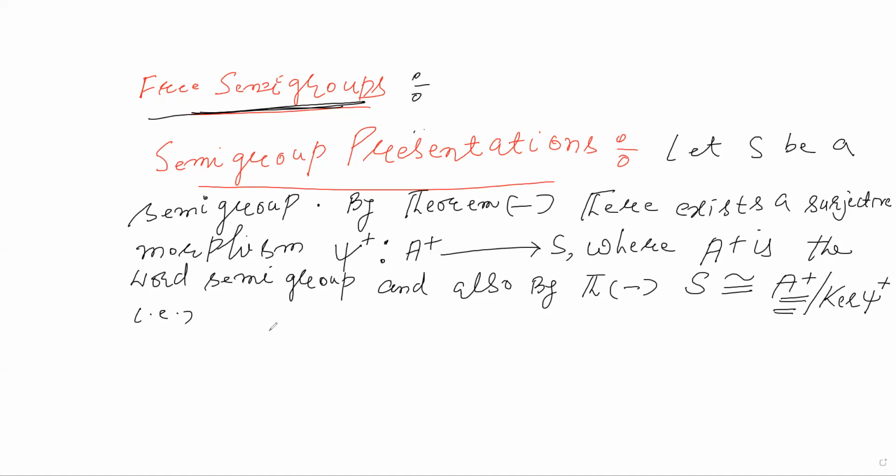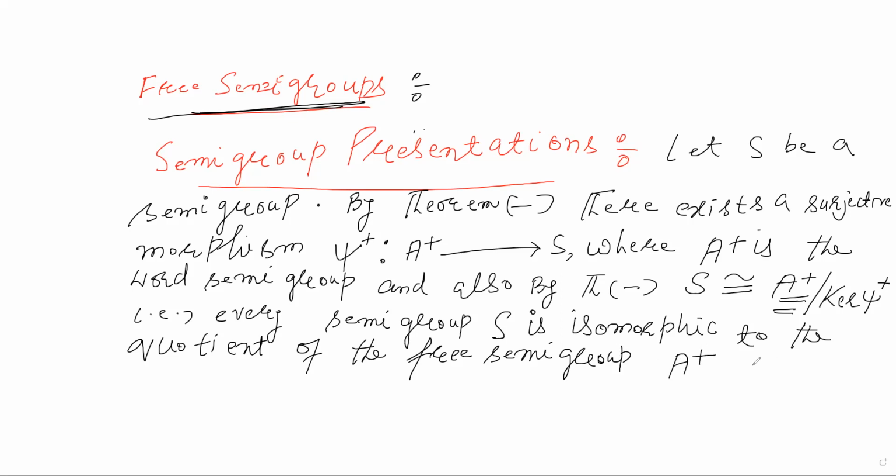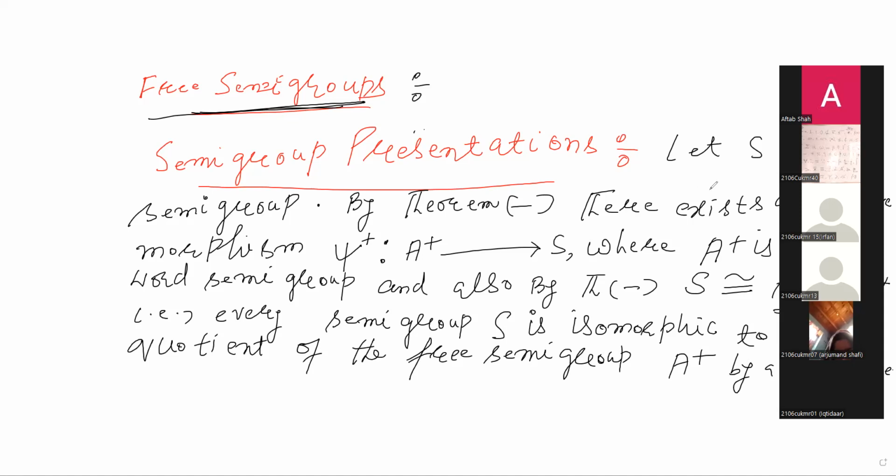So that is to say that every semigroup S is isomorphic to the quotient of the free semigroup A plus by a congruence, by the kernel of psi plus. This we know from our previous discussions.